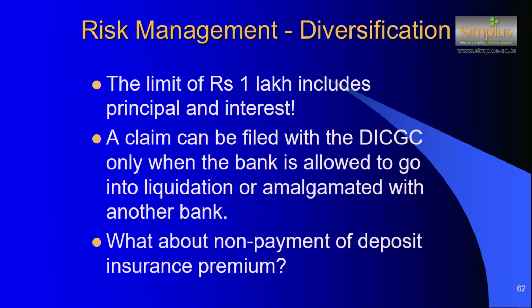It has everything to do with the fact that 5 reasonably good banks may not fail at the same time. And that is diversification. The limit of rupees 1 lakh, just for your information, includes principal and interest, please note. A claim can be filed with the DICGC only when the bank is allowed to go into liquidation or amalgamated with another bank. This may take time.